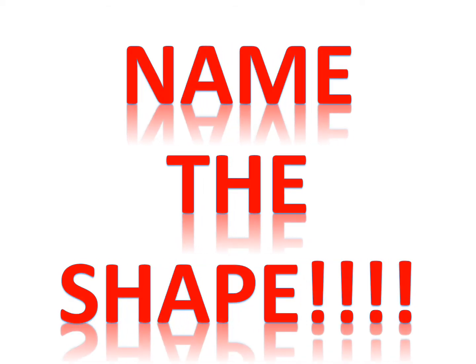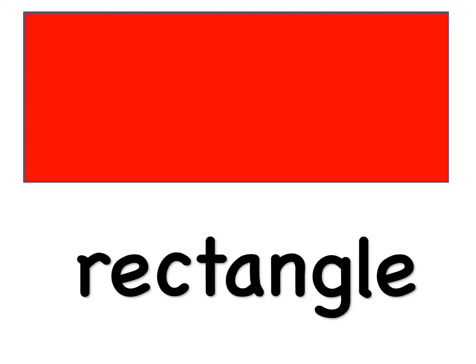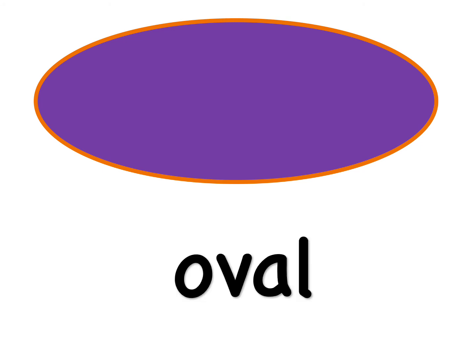All right, we're going to play a little game. You don't have to write these down, boys and girls. You can just say them out loud, okay? And see if you can name the shape. Are you ready? Do you know the name of that shape? That's a rectangle. Very good. Here we go. What shape is this? That is an oval. Very good.